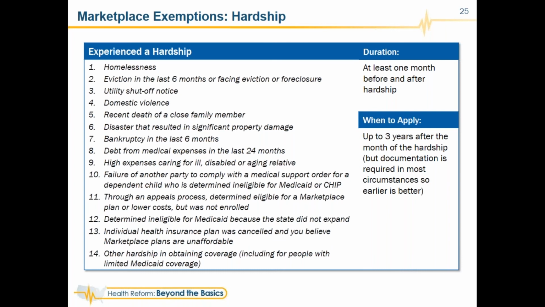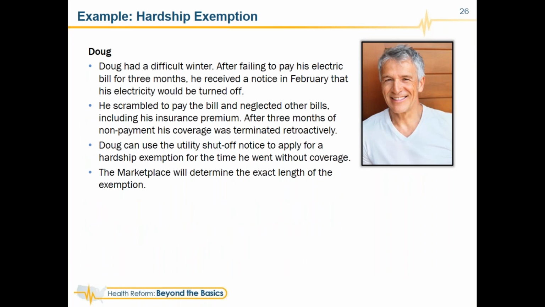Just a very brief example: Doug had a difficult winter after failing to pay his electric bill for 3 months. He received a notice in February that his electricity would be turned off. He scrambled to pay the bills but neglected other bills, including his insurance premium, and after 3 months of non-payment, his coverage was terminated retroactively. Doug can use the utility shutoff notice to apply for a hardship exemption for the time he went without coverage.